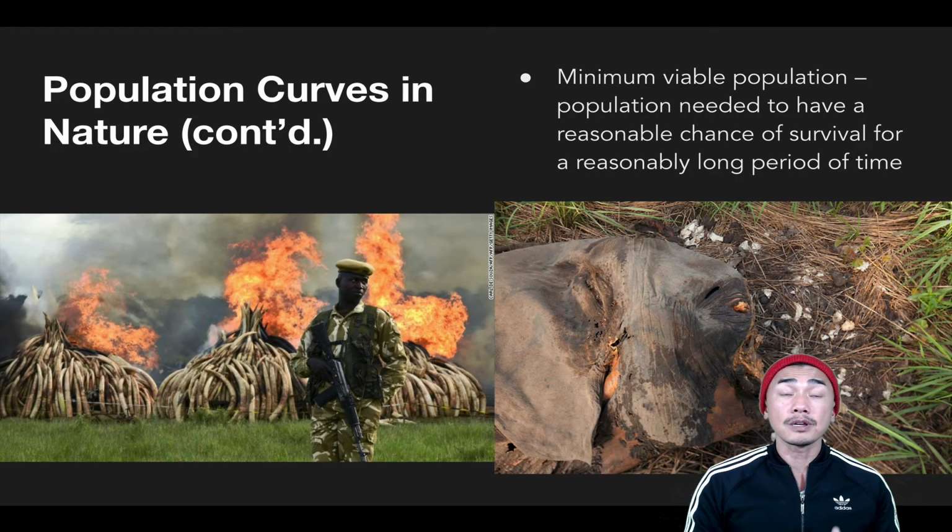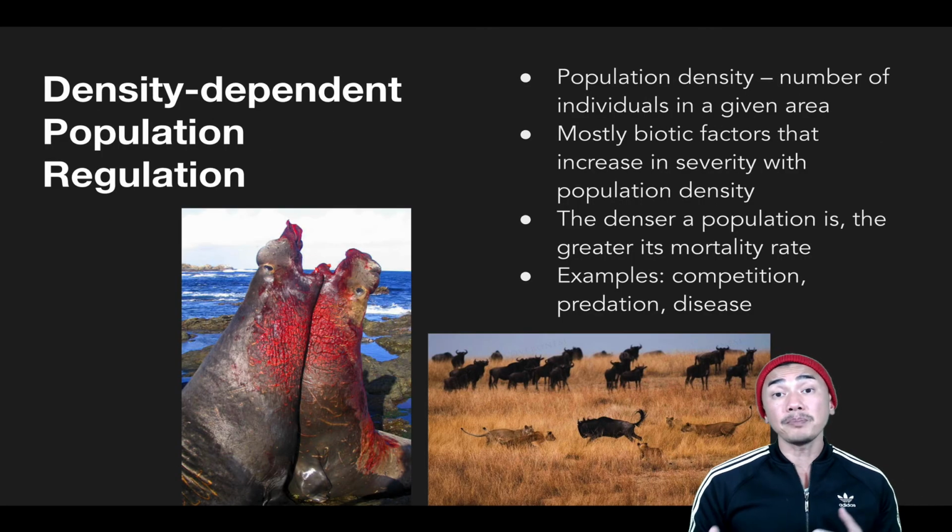In nature, there is a minimum population size required to ensure the survival of a population. This is called the minimum viable population, and this is why we're so concerned with protecting populations of endangered species in the wild. Population density is the number of individuals in a given area. It's a measure of how tightly packed organisms are.